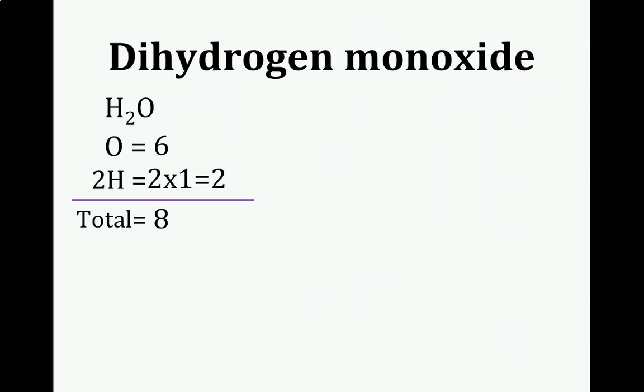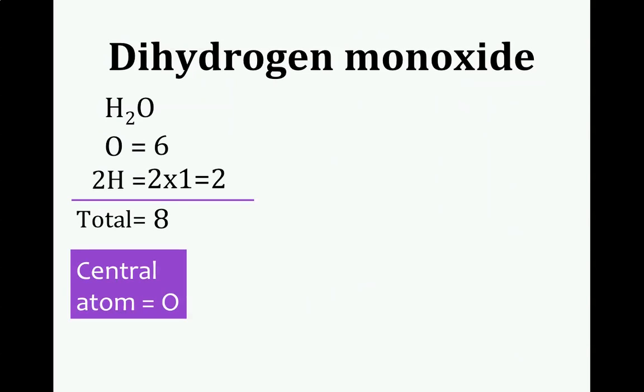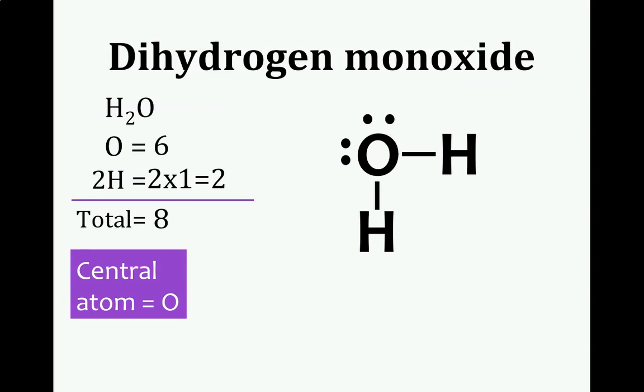6 plus 2 is 8, and my central atom is going to be oxygen because it needs more electrons than hydrogen does. Plus, there's only 1 atom of oxygen, and there's 2 atoms of hydrogen. My molecule would look like that.